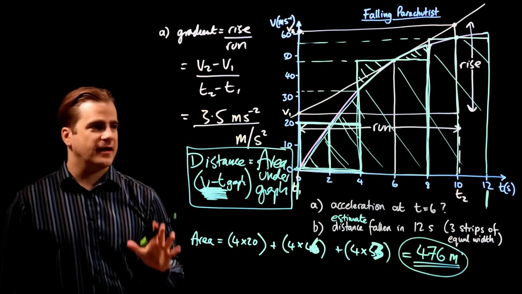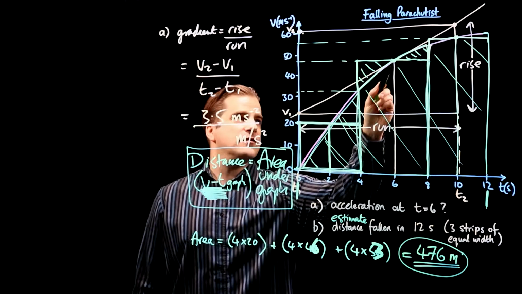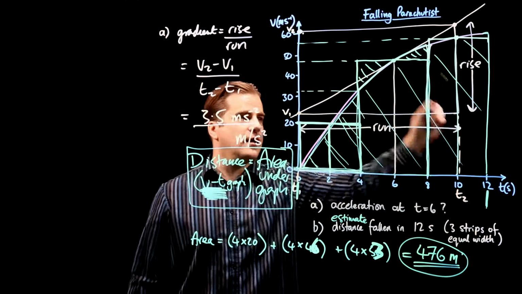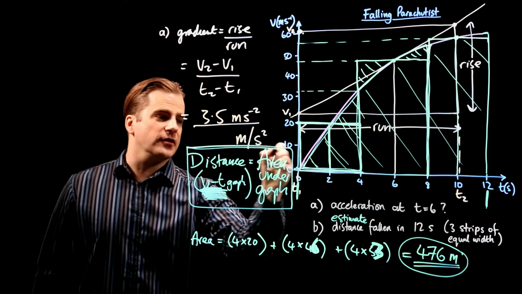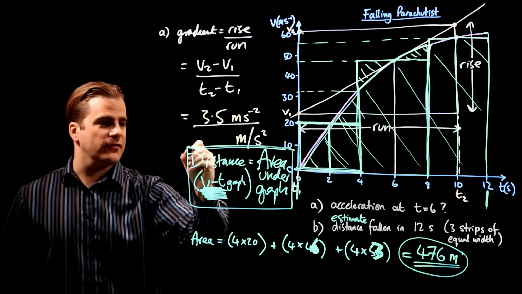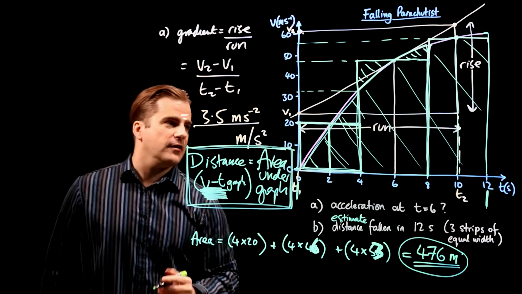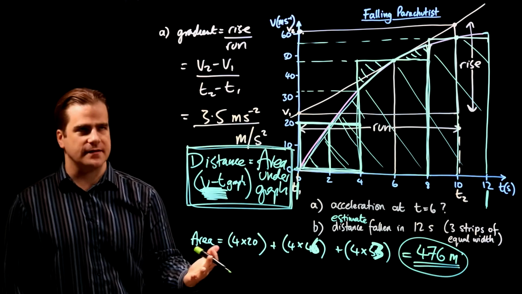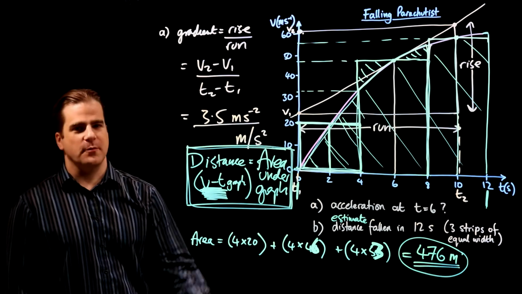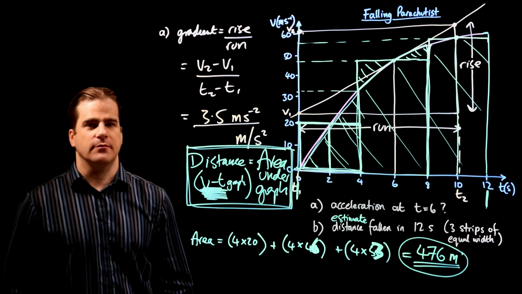But the important thing to take away from this is how to divide this up into strips properly. And also, you've got to know that on a velocity time graph, the distance is given by the area under the graph.